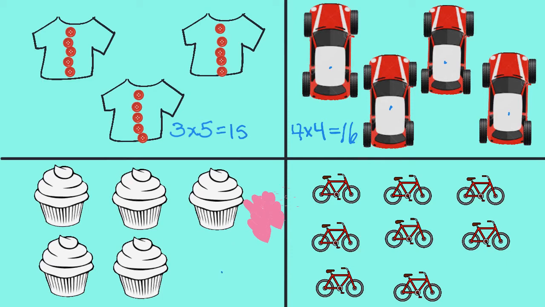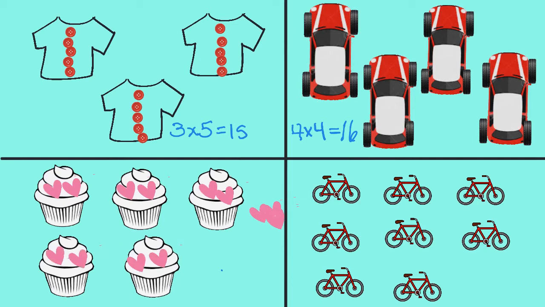So we have 5 cupcakes on the bottom left. 1, 2, 3, 4, 5. And each cupcake is supposed to have 2 hearts. So I'm going to go ahead and move some hearts over. 1, 2. Okay, so we have 2 hearts on each of our cupcakes. So that means we have 5 groups of 2. So let's go ahead and write that number sentence. 5 groups of 2 equals how much? Everyone, get ready. Yes, 10.